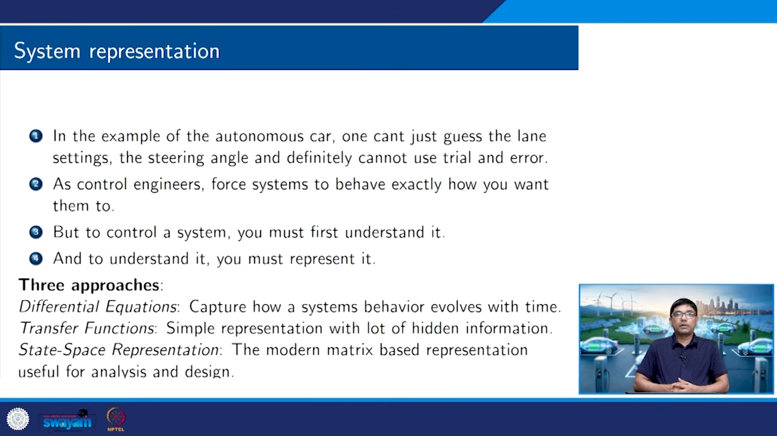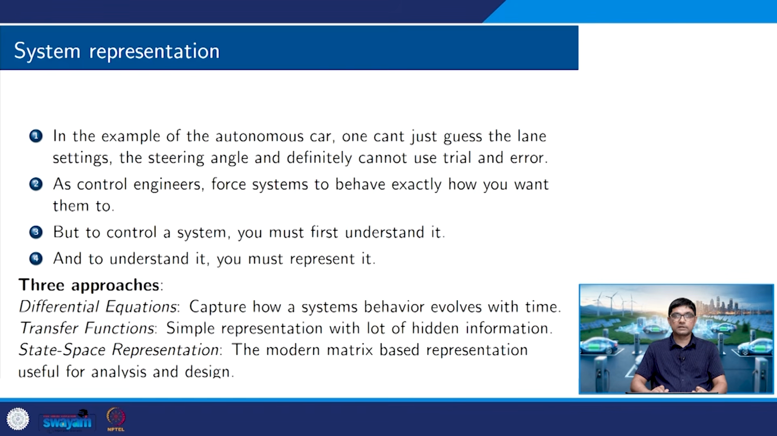Okay, so in the example of the autonomous car, what you see is that one just can't guess the lane settings, right? It's not a trial and error, right? Including the steering angle and so on comes with some kind of an intelligence of how the car keeps lanes. It just looks left, it looks right and says I don't want to deviate from the lane. It also looks at turning and then it has appropriate turning so that it doesn't overshoot or it still keeps the lane and so on, right?